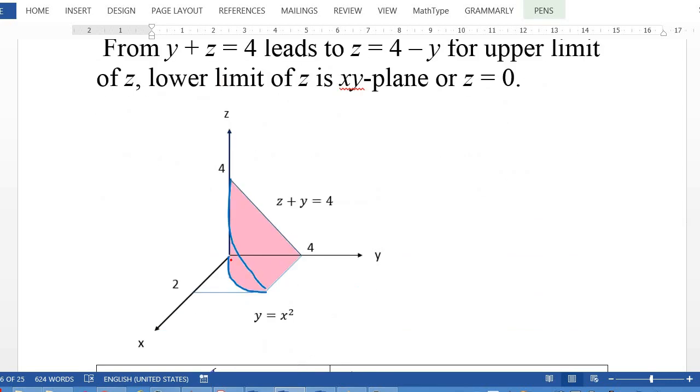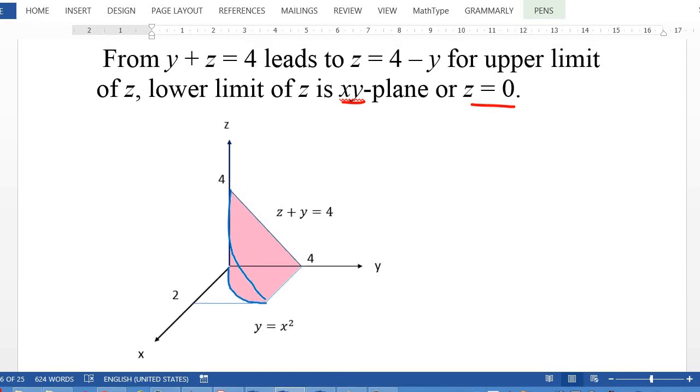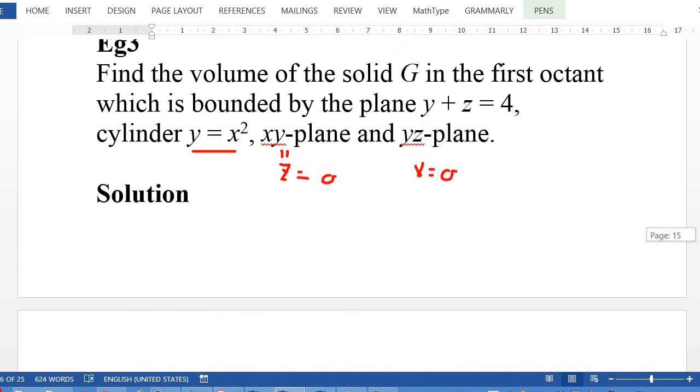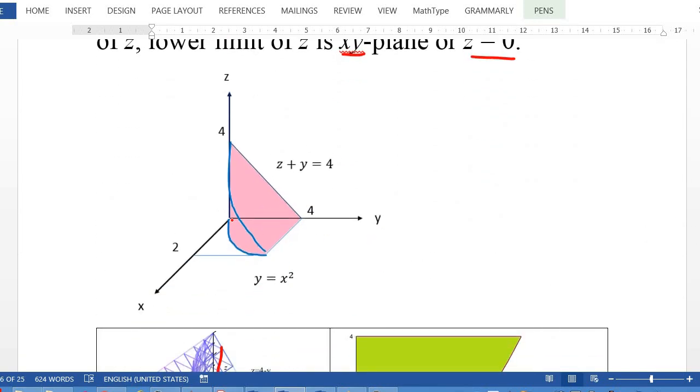This is the surface. You have the cylinder y equal to x squared, bounded by the xy plane, or your z equal to 0, and also bounded by the yz plane, x equal to 0. So that's why for your cylinder, only half of the parabola cylinder, half only, because it is also bounded by the zy plane, xy plane. That's why only half of the parabola y equal to x squared.